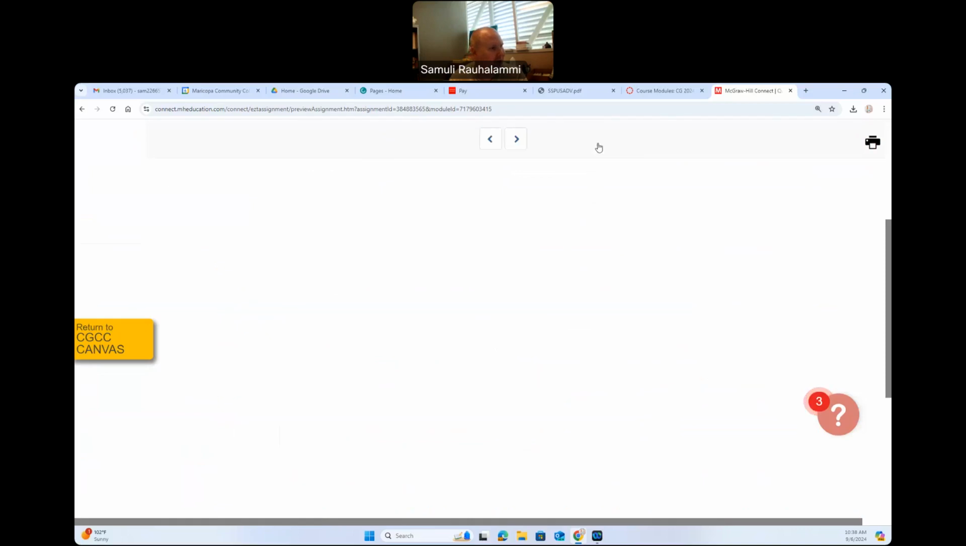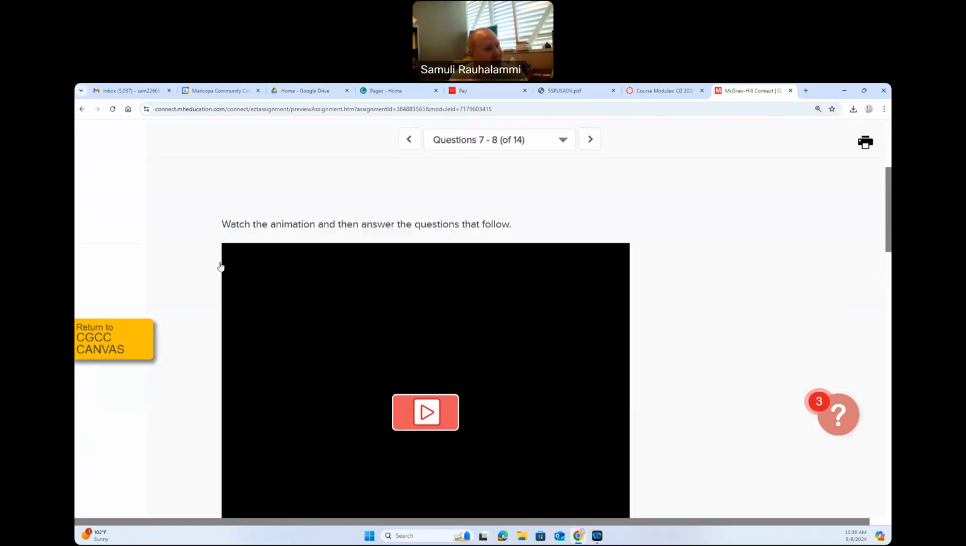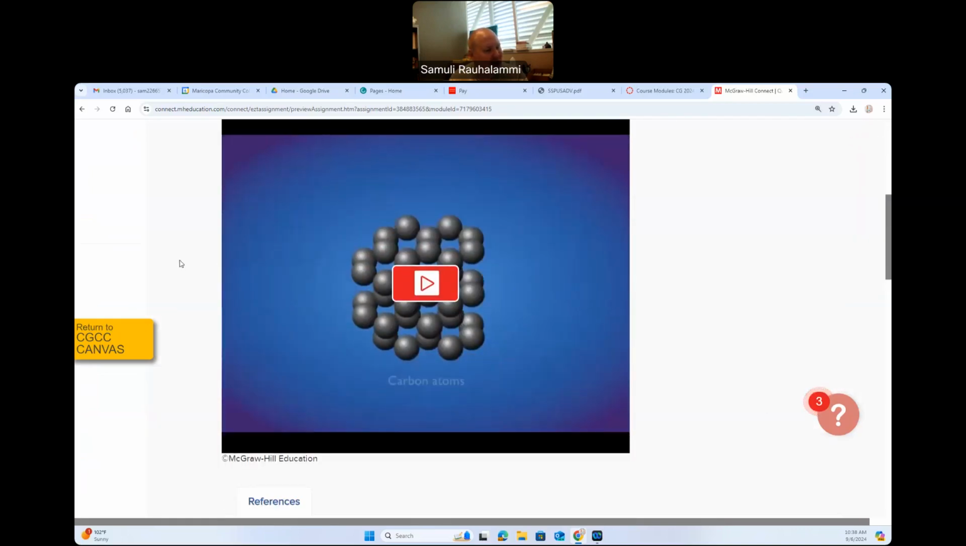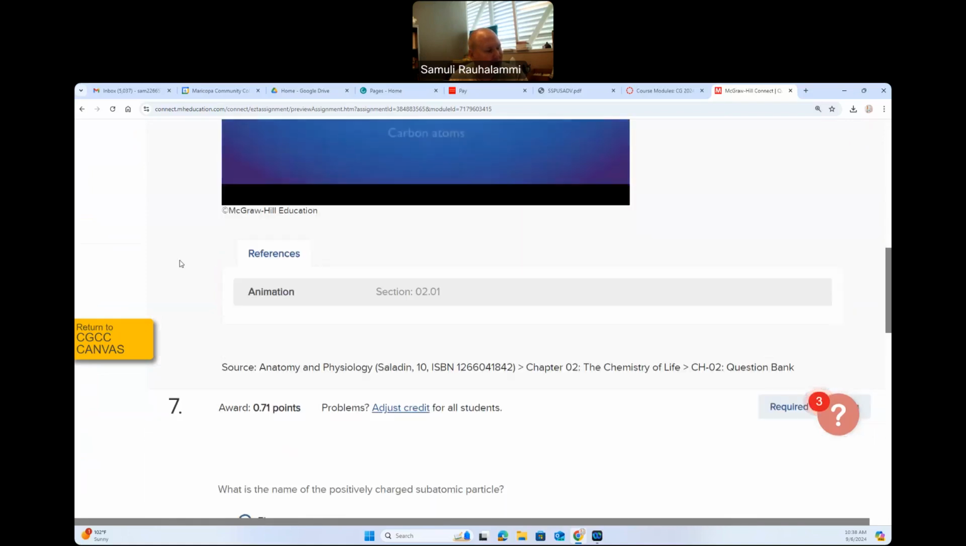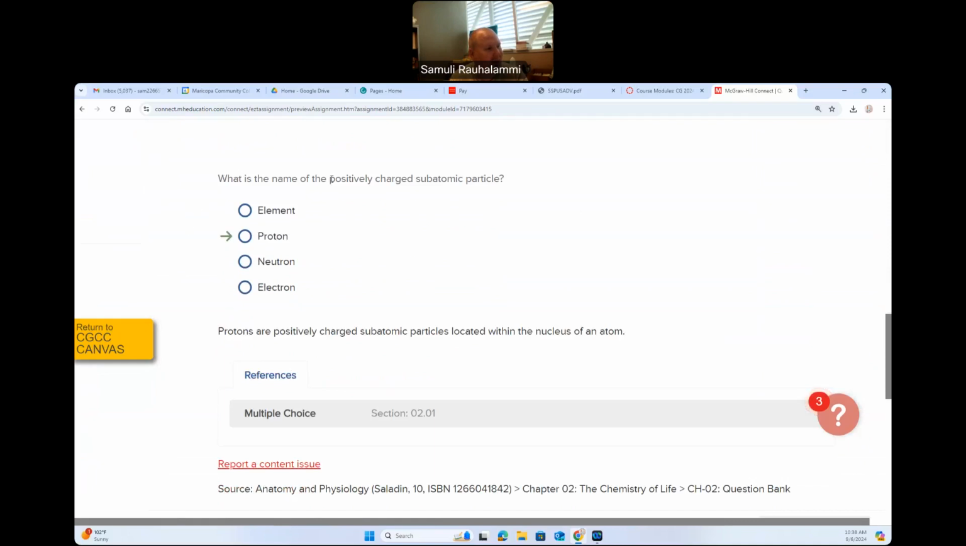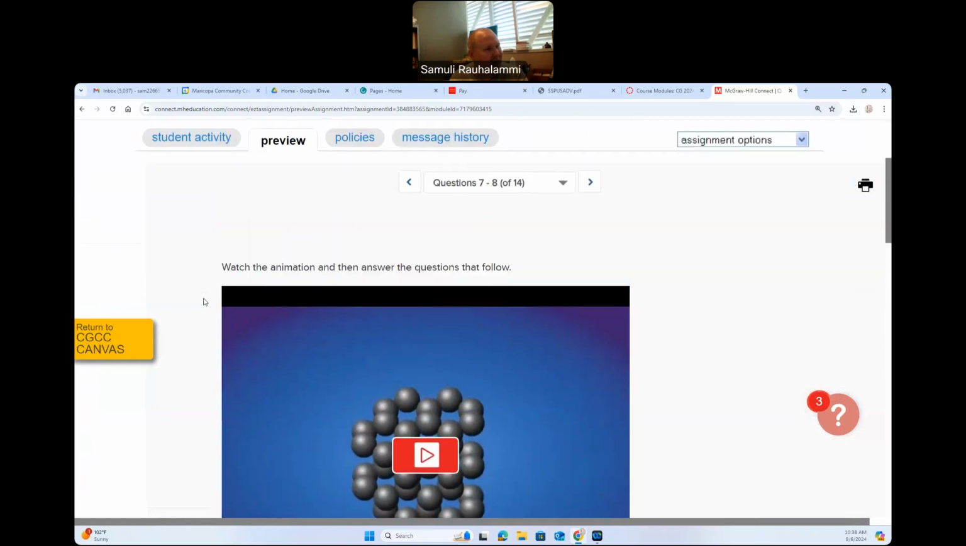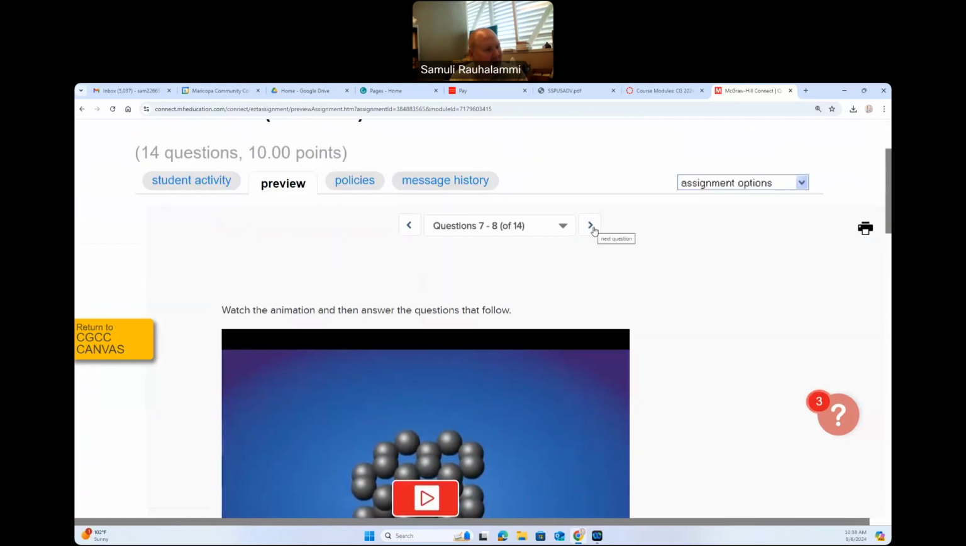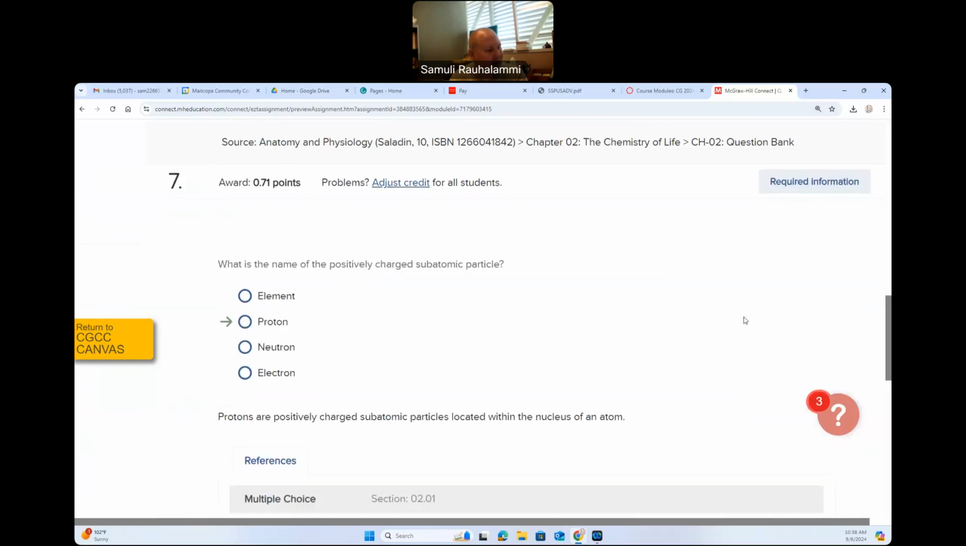It would be false. Moving onwards, I also have a little animation for you to watch first, and then we'll be completing questions about that. We're seeing, for example, that the positively charged subatomic particle was, of course, our proton. Neutrons were neutral and electrons were negatively charged. So a nice way to mix up the learning process and see all kinds of things there.